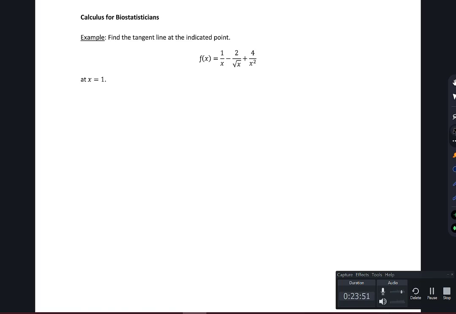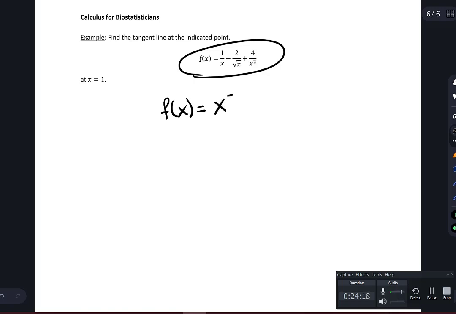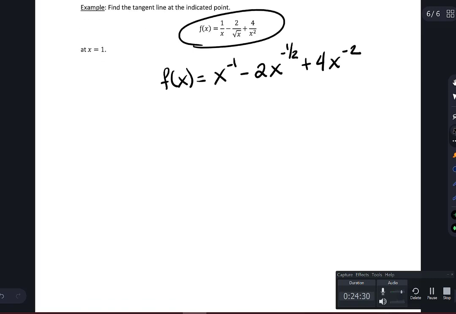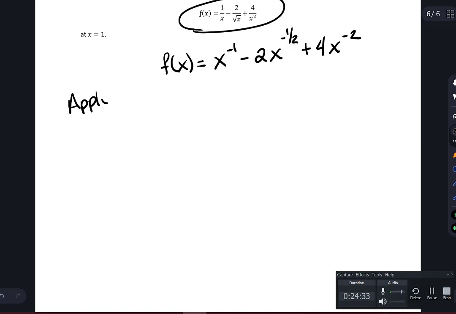Starting out here, I'm going to rewrite this. Instead of looking at the sum of quotients, I'm going to rewrite these as powers so that I can use the power rule. Now you could keep these as quotients and use the quotient rule for each of these terms separately. You would get the same answer. I tend to like to use the power rule. So I'm going to rewrite this as f of x is equal to x to the minus 1, minus 2 times x to the negative 1/2, plus 4 times x to the minus 2. And then I'm going to apply the power rule.